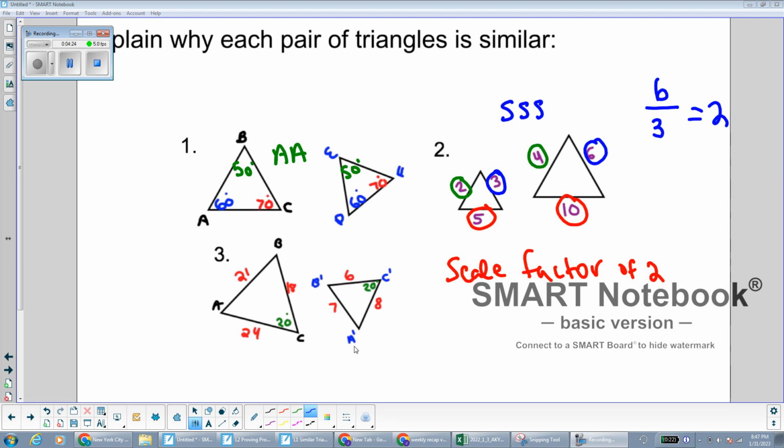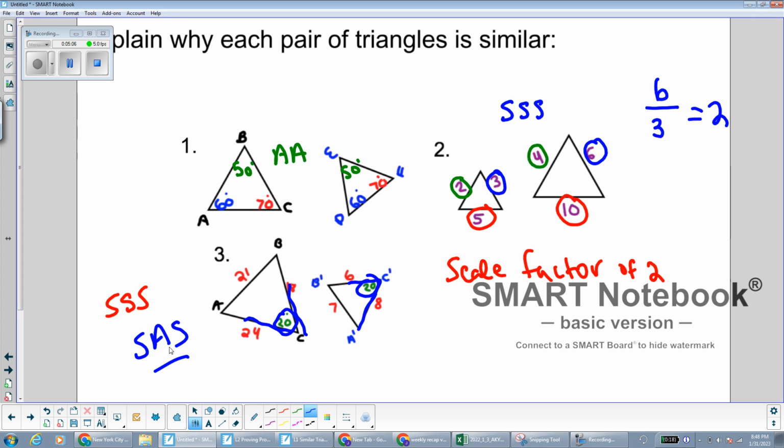So we can say that these 2 triangles are also similar by SSS, since there are 3 pairs of proportional corresponding sides. But notice how there is also a congruent angle. Angle C is congruent to corresponding angle C prime. So what we have here also is 2 pairs of proportional corresponding sides with a congruent angle in between. This is SAS.